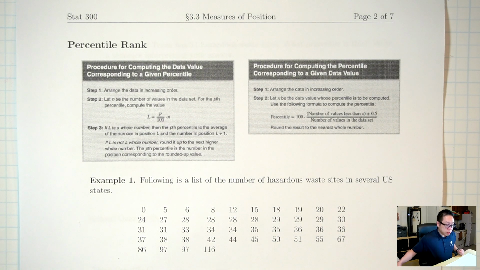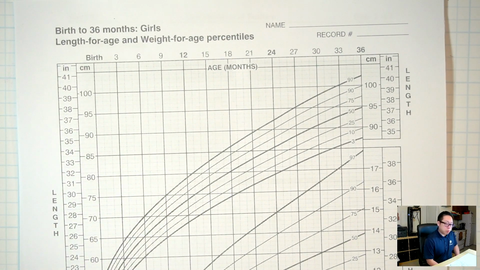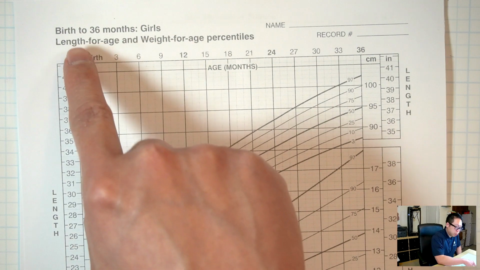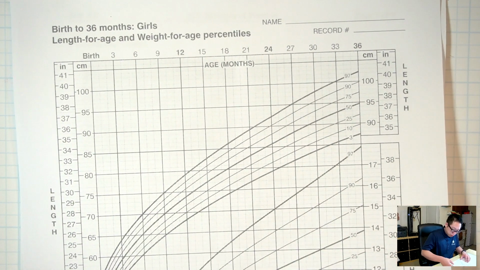Another situation where you see percentile rank is in the doctor's office. Here's a growth chart. So this is a growth chart for baby girls from birth to 36 months. So how do you read this growth chart?